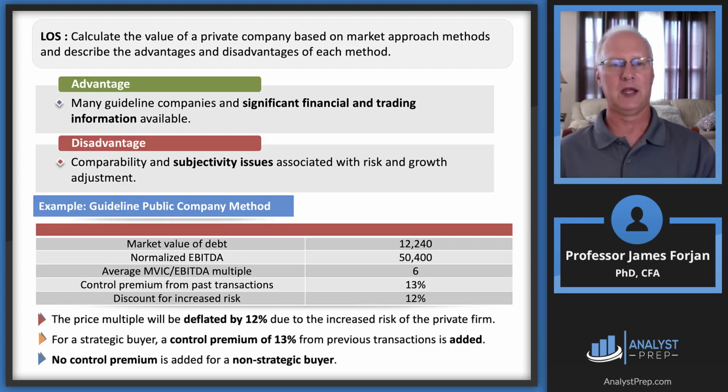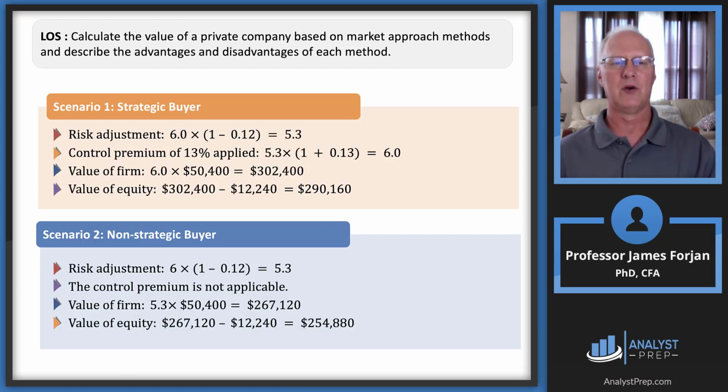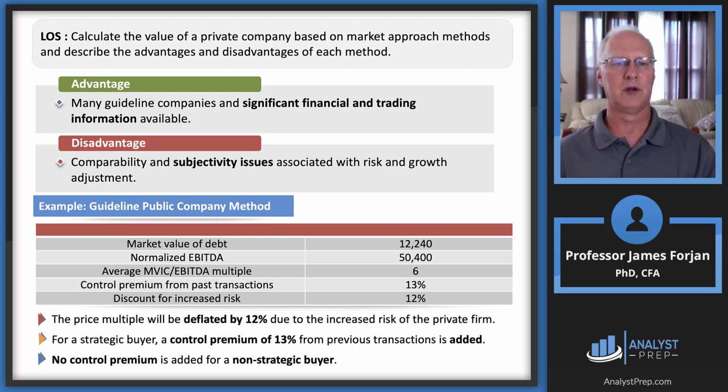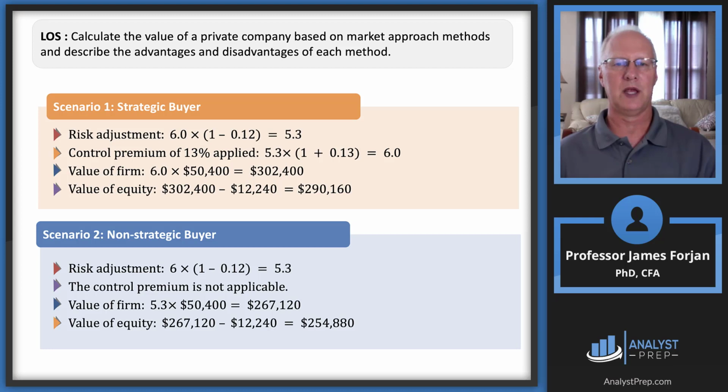Multiply that by the normalized earnings, right? 50,400. We get 302 something, and we take out, let's see, we're given market value of debt of 12,240. So there's a value of the equity of $290 for a strategic buyer, which includes a control premium. And this is important, of course, in the acquisition and merger game. For a non-strategic buyer, we go through the same math, but there is no control premium that should be applied. So we do the math quickly and we get a value of the equity that is much less. What is that, about 40,000 less or so?